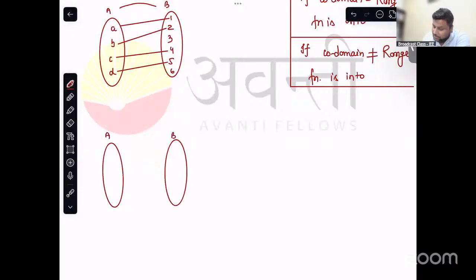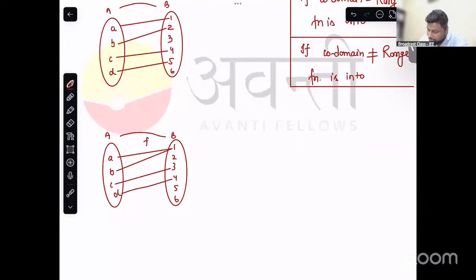A to B function is defined. A, B, C, D. 1, 2, 3, 4, 5, 6. A going to 1, B also going to 1, C going to 3, and D going to 4. What substantial difference do you notice in these two mappings? Tell me quickly.